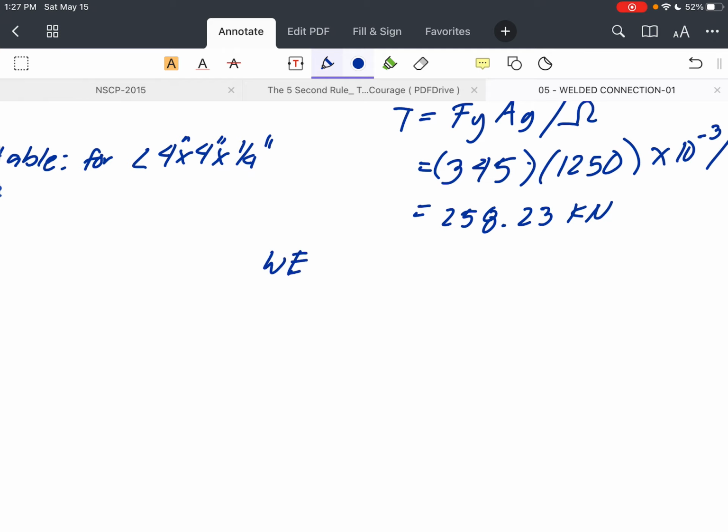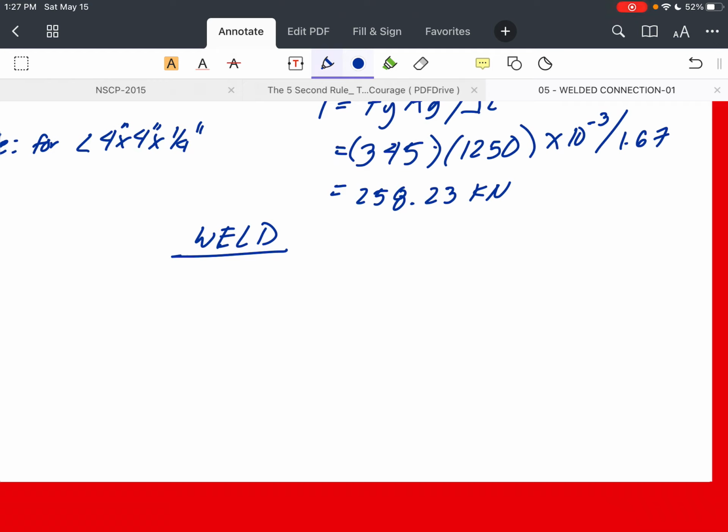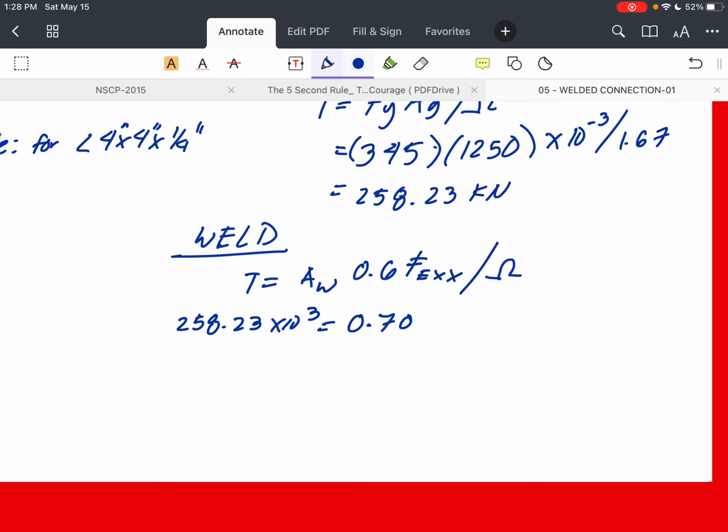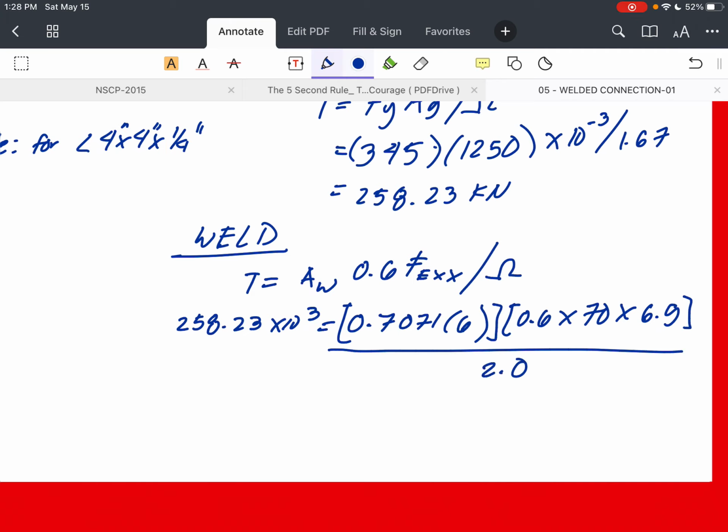So, let's now compute for the weld. Okay? So, yung required weld length natin will be T times a_w, 0.6 FEXX over omega. So, that will be 258.23 times 10 to the power of 3, over 0.707 times 6, which is our a_w, times 0.6 times 70 times 6.9 for the conversion lang nung 70 ksi natin, over 2.0.